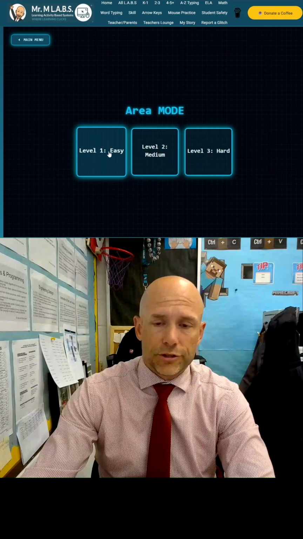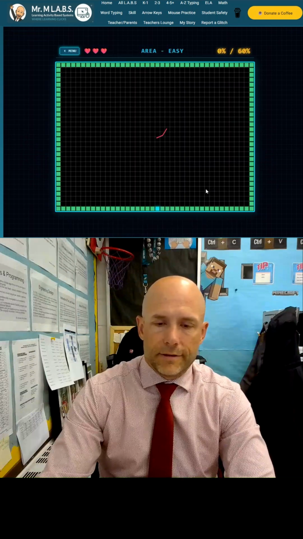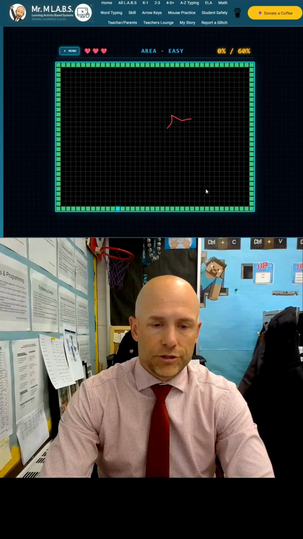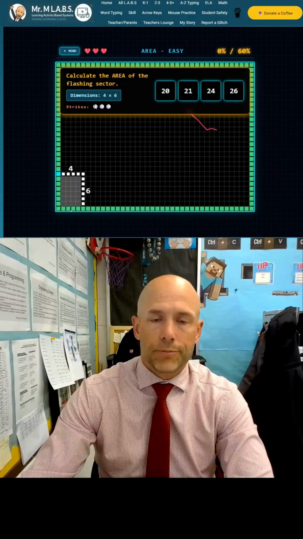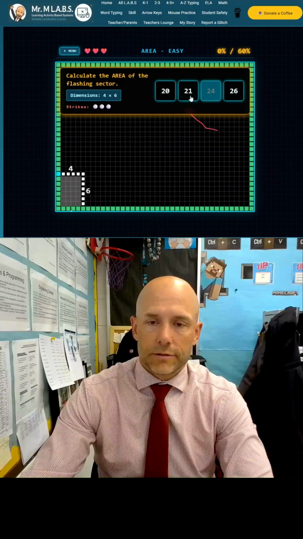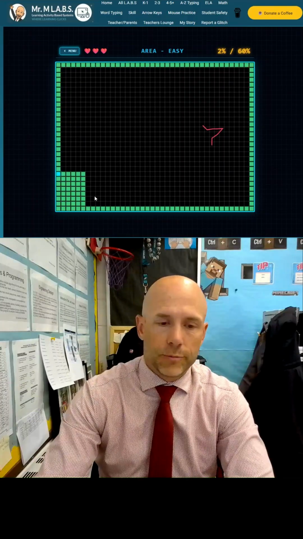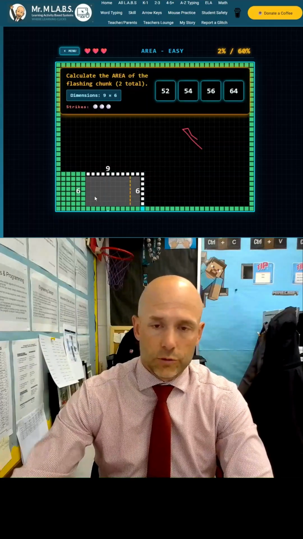So for the area version, there's 3 levels. And basically you just need to create a rectangle, and then it asks you what the area is. It gives you the prompt for the multiplication problem, 4 times 6. You select the right answer, and then you can move on. They're still trying to do the same thing they were doing in the actual game itself.